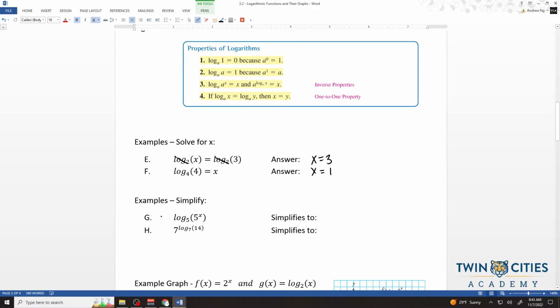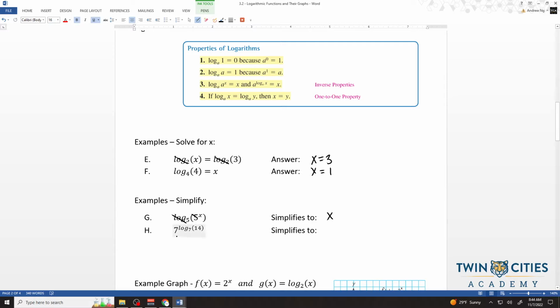All right, these next two, I want to simplify these. Log base 5 of this whole thing, 5 to the x. Now that looks similar to my inverse property up here, property 3. It says log base a of a to the x equals x. So my log base a and my a here undo each other, which means down here, my log base 5 and this 5, okay, undo each other, leaving just x.